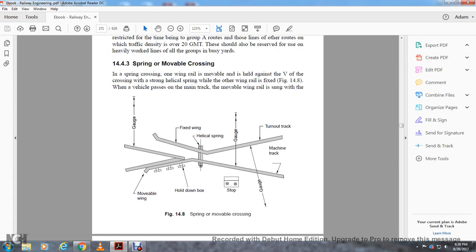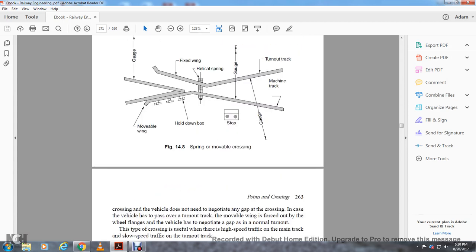14.4.3, crossing with movable parts. In the spring crossing, one wing rail has a movable head against the V of the crossing, with a strong heel and a helical spring, with all the other wing rails fixed, as in figure 14.8. When a vehicle passes on the main track, the movable wing rail is snug with the crossing.